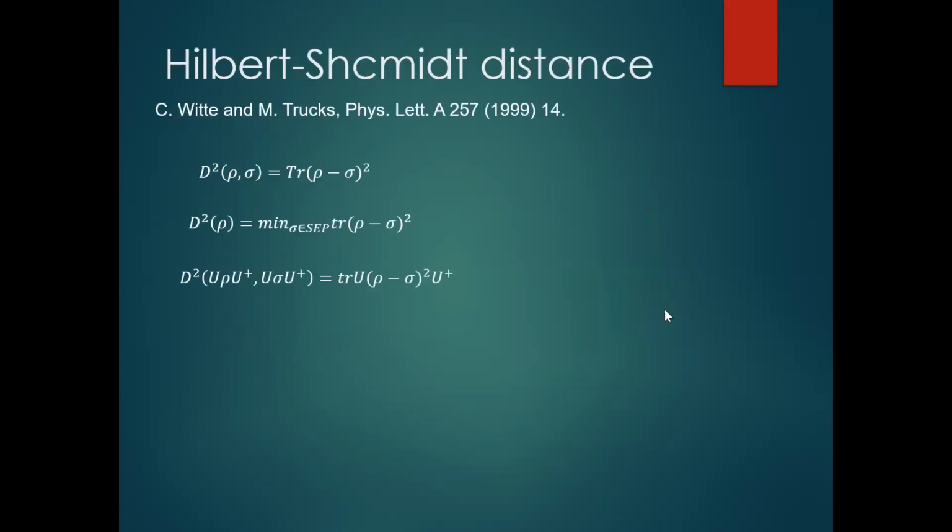Of course, this was not at all a new idea. It was proposed by Witte and Plenio in 1999, and it is basically a distance. You take the trace of the square of the difference of two matrices. This is invariant under unitaries, so there's no problem. But we want to take the minimum of this distance over all separable states.